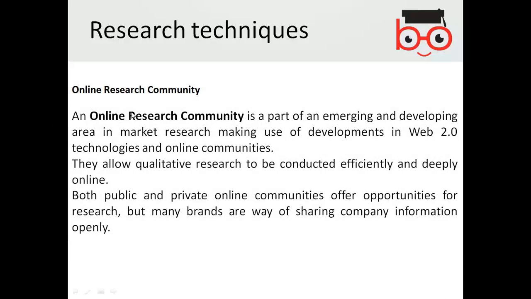Online research community. An online research community is a part of an emerging and developing area in market research, making use of developments in Web 2.0 technologies and online communities. They allow qualitative research to be conducted efficiently and deeply online. Both public and private online communities offer opportunities for research, but many brands are wary of sharing company information openly.